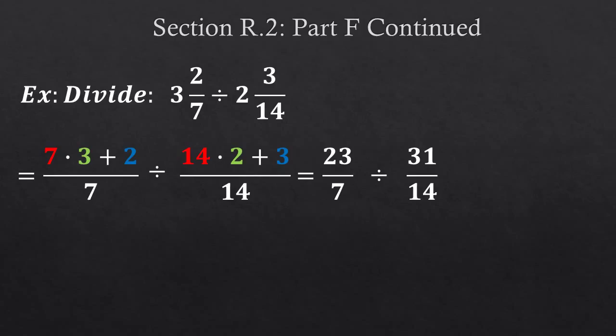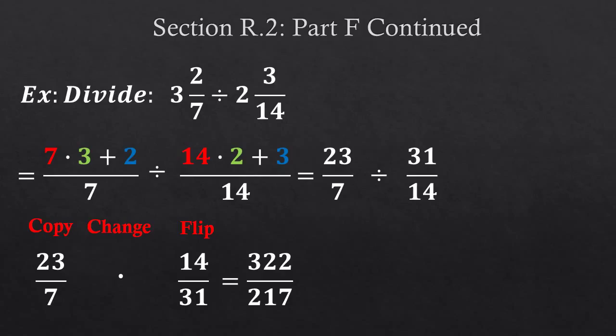We are dividing two fractions, so we will apply the copy, change, flip method. So therefore we will copy the first fraction down again. We will change the sign from division to multiplication. And we will flip over the second fraction. And we will multiply straight across. And this reduces by 7 to be 46 over 31.